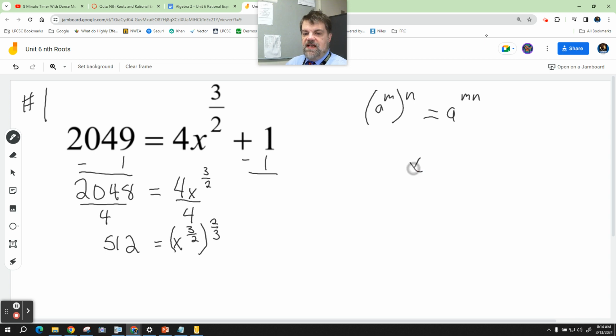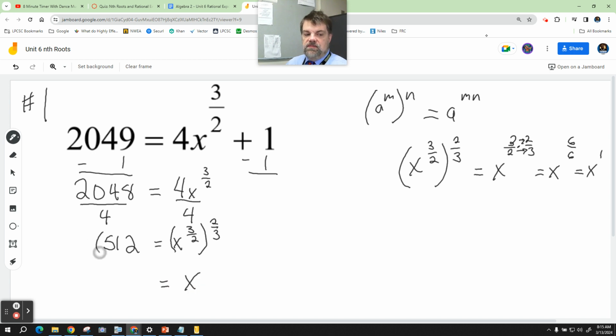So over here, when I say x to the 3/2, raised to the 2/3, which is the reciprocal, I get x raised to the 3/2 times 2/3. When you multiply across, what's 3 times 2? 6. What's 2 times 3? 6. So this whole thing equals x to the first power. So over here on the right hand side, I've got x.